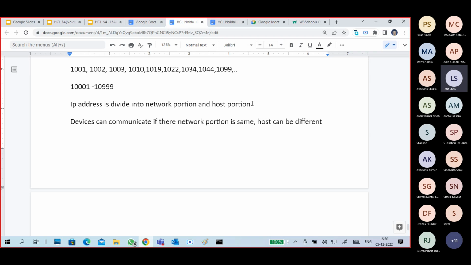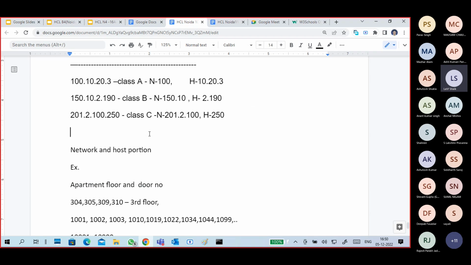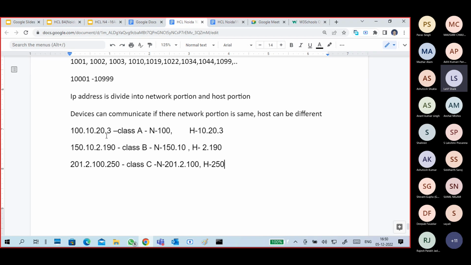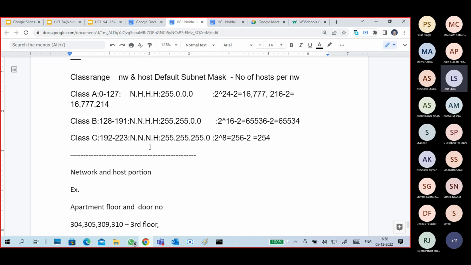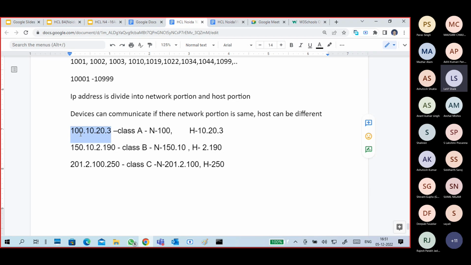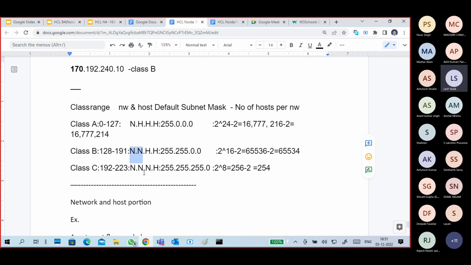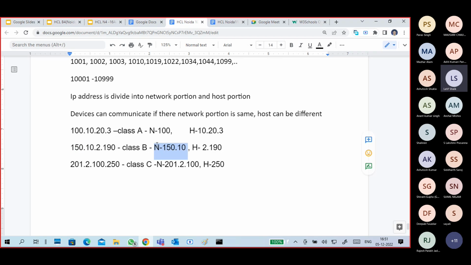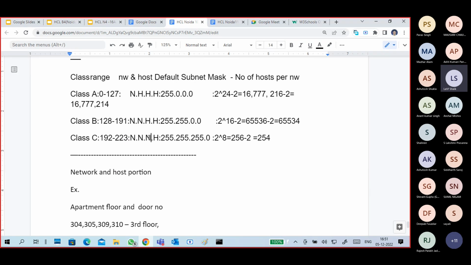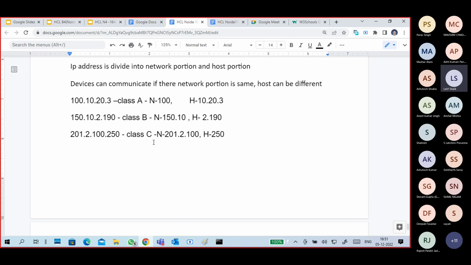So how to recognize the host and network portions, you can see from some examples I've written. This is a Class A IP address. In Class A, the first portion is the network portion, and the remaining is the host portion. Class B, the first two portions are network portions, and the remaining two portions are host portions. Class C, the first three portions are network portions, and the remaining is the host portion.